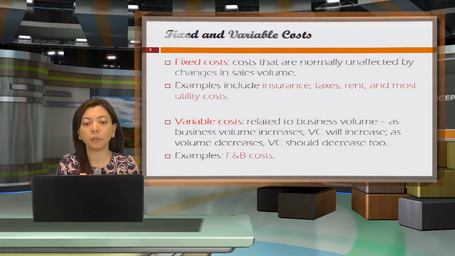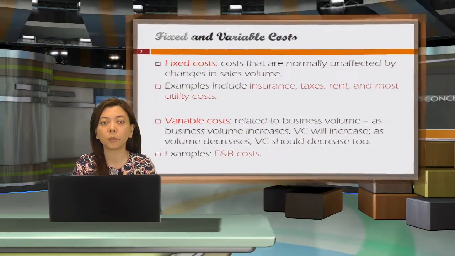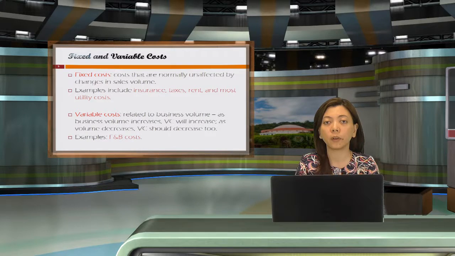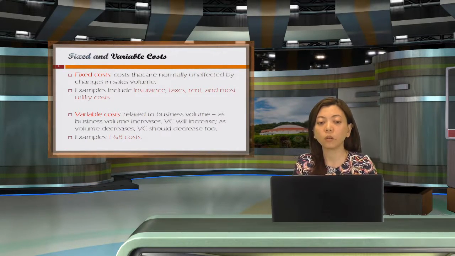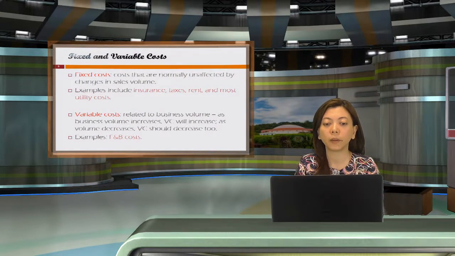Costs can be categorized into 2 types, which are fixed costs and variable costs. Fixed costs are costs that are normally unaffected by changes in sales volume, meaning if the number of customers increases, these fixed costs will not increase. Examples are your insurance, your taxes, and also your rent.